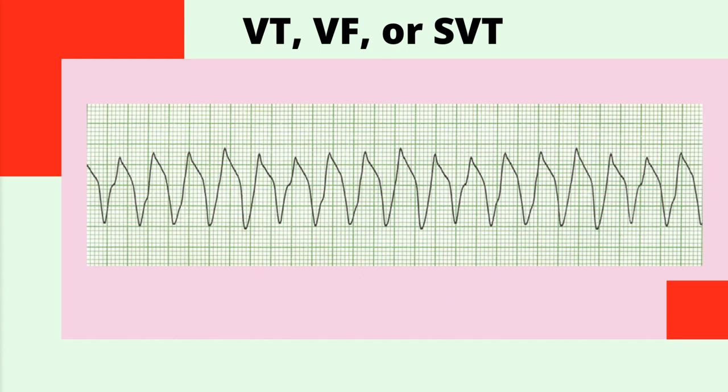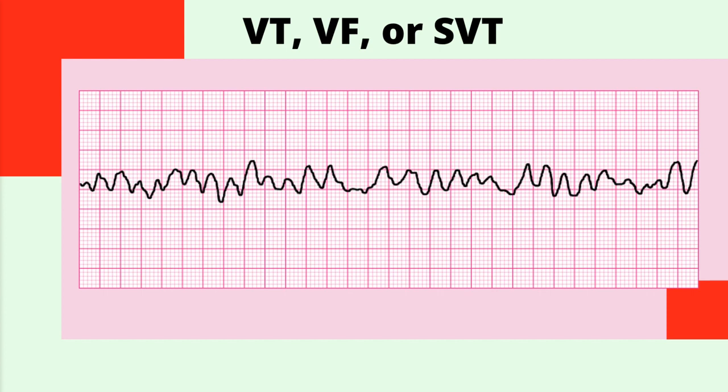Another one that's a little bit too easy, right? Hopefully this came to your mind. VTAC. Nice and quick. Quick and easy. Monomorphic VTAC. Versus... is this one torsades? No, it's not. This is coarse ventricular fibrillation again. So don't go looking for torsades.